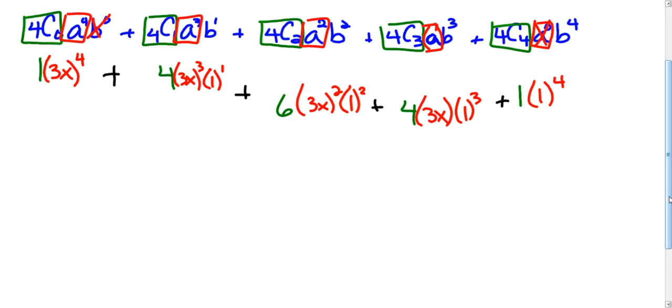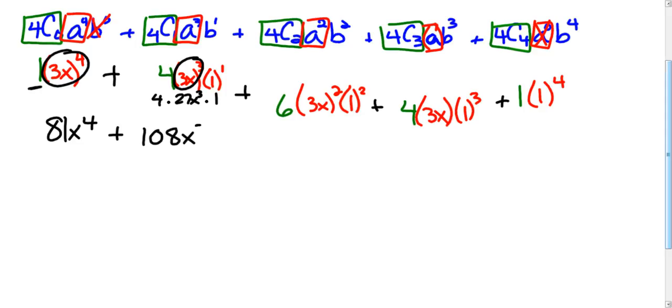So what I have here, I need to do my exponents first. So 3x to the 4th would be 81x to the 4th, which I will then multiply by 1, which still gives me 81x to the 4th. Okay, this becomes 4 times 27x to the 3rd times 1, which becomes 108x to the 3rd power. Okay, this becomes 6 times 9x squared times 1, which becomes 54x squared.